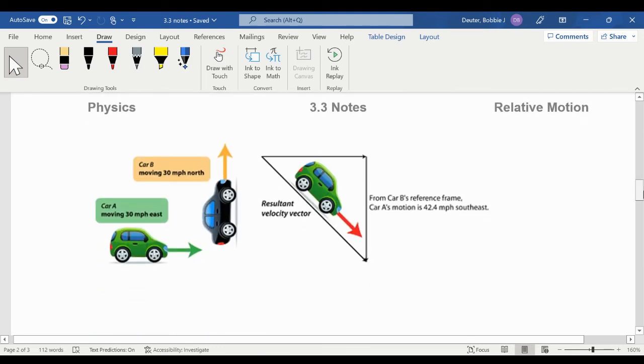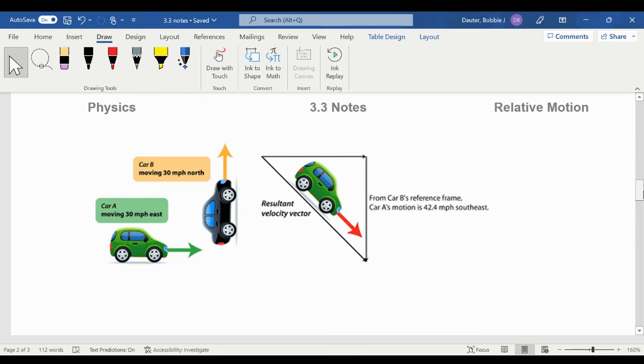But what happens if the two cars aren't moving on the same coordinate plane? What if they're not moving on just the y-axis? What if they're moving on both the x and the y-axis? Well, that's a little bit different. Again, remember, for x we have positive east, negative west. Y is going to be positive north, negative south.